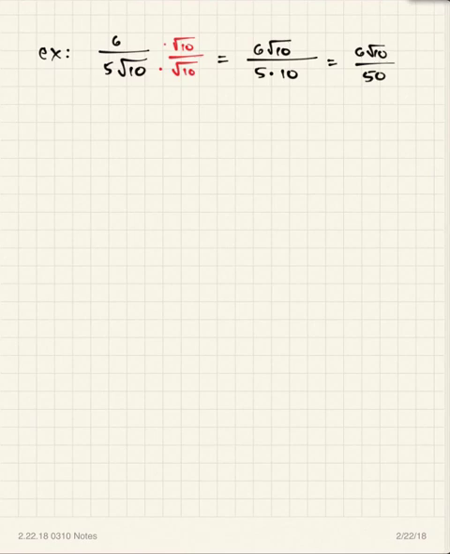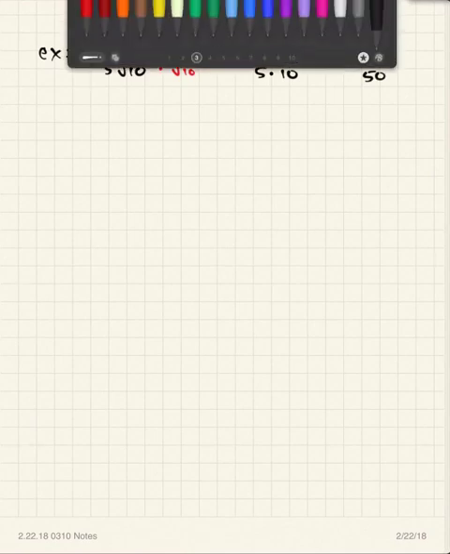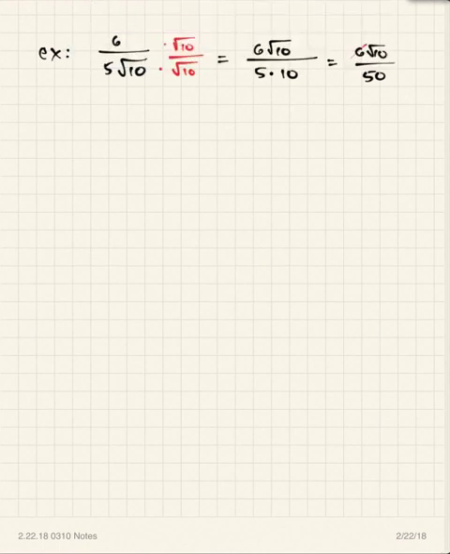And then remember, you always simplify a fraction when you can, and there is a common factor here of 2. The 2 divides out and leaves you with a 3 and a 25. And so to finish, this would be 3 times the square root of 10 over 25. And that would be the simplified, rationalized version of the first fraction.